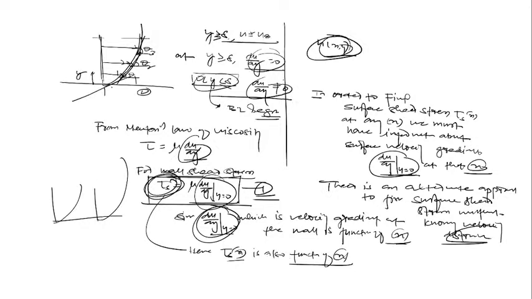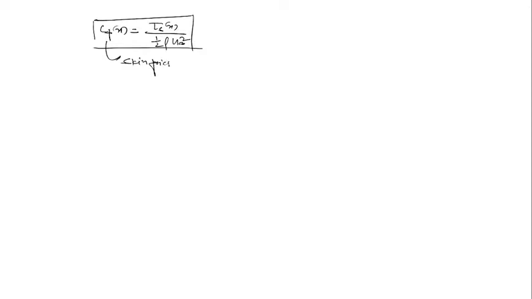But there is an alternate approach to find the surface shear stress without knowing the distribution. That is what? The skin friction coefficient, CFX. The friction coefficient is tau surface x upon half rho u infinity square. That is the formula, where CF is called the skin friction coefficient. Have you heard about this? It means by using the skin friction coefficient, we can find the shear stress at any given x. That's it.